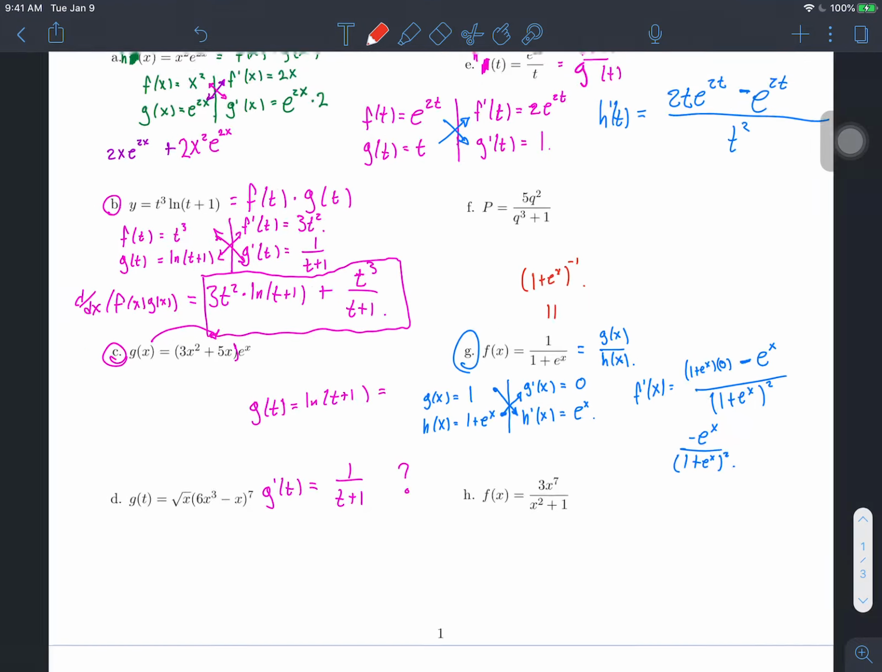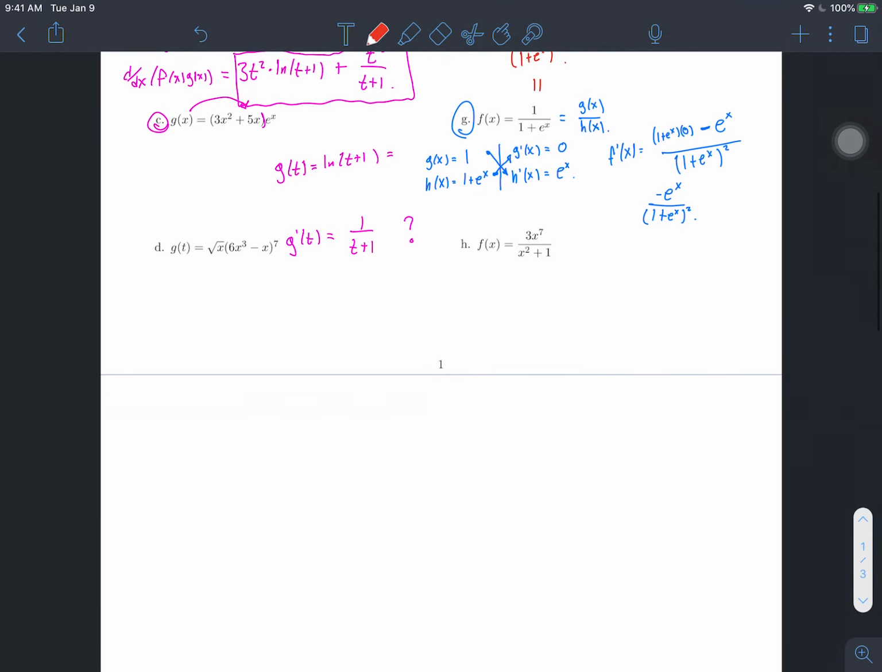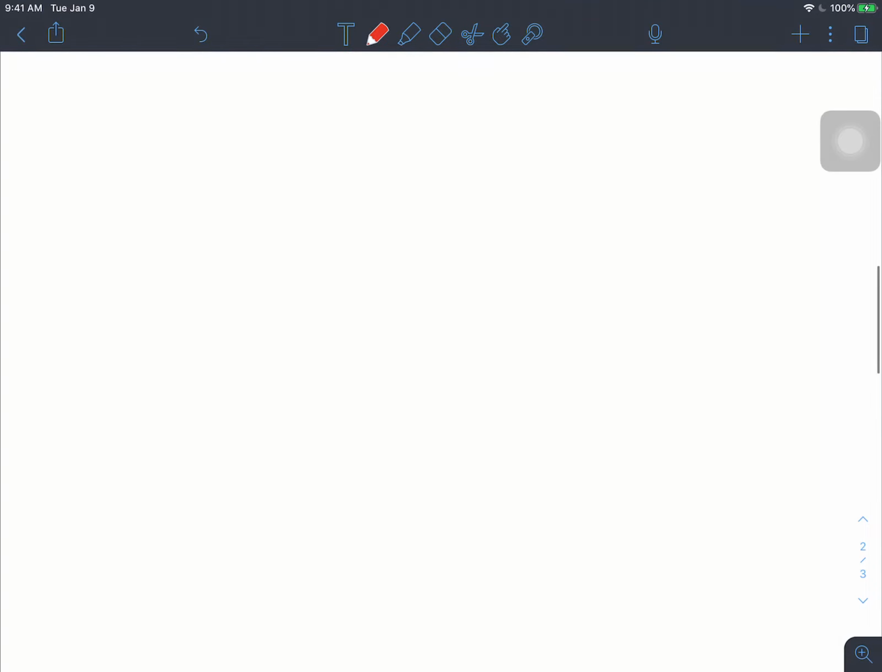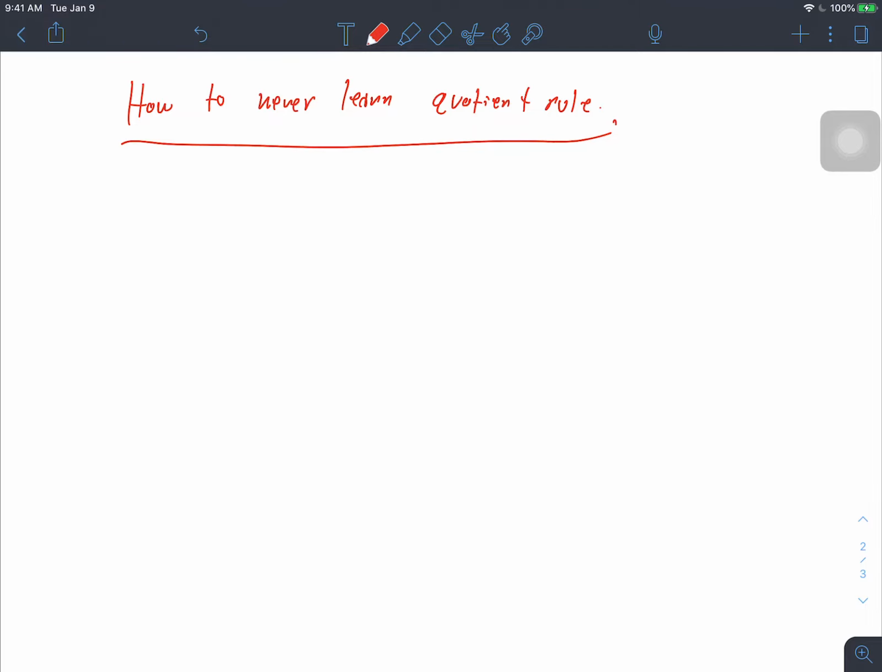Okay. I usually take a few minutes after class to go over a little bit of extra stuff, although I have to go soon because I have office hours. So I'll do this quickly. But here's how to never learn the quotient rule. And it's kind of a bad trick because really, if you want to learn this quotient rule, you have to have a really good understanding of the other rules. So it's not exactly a shortcut, okay? But here's how we do it.